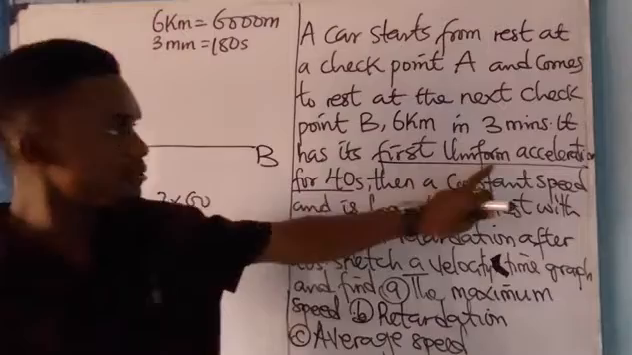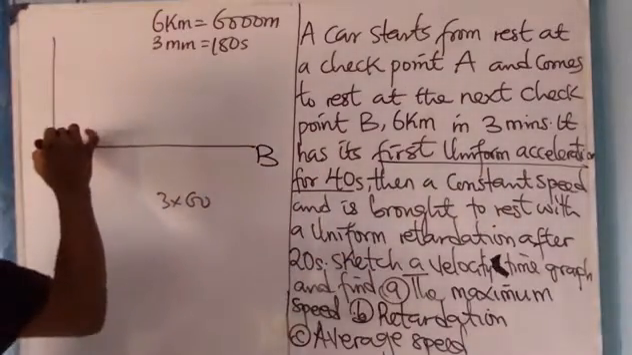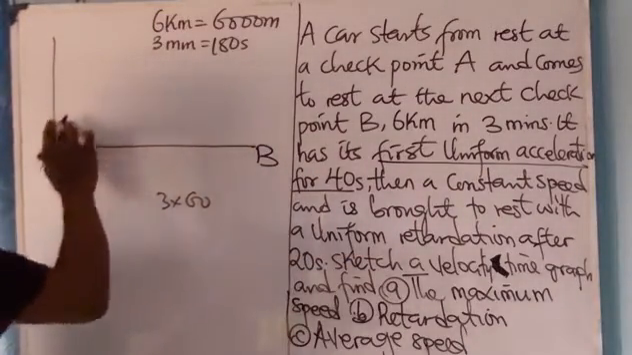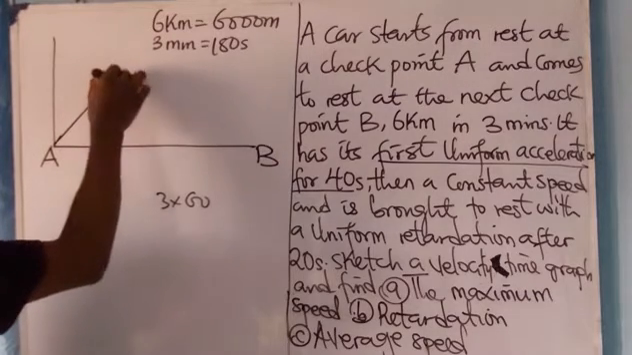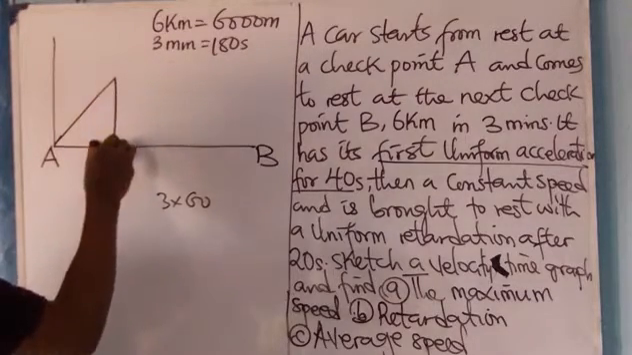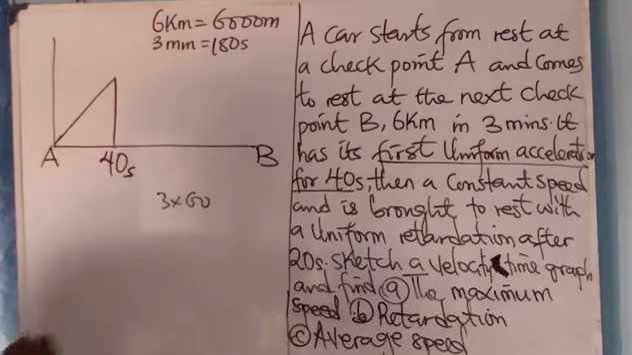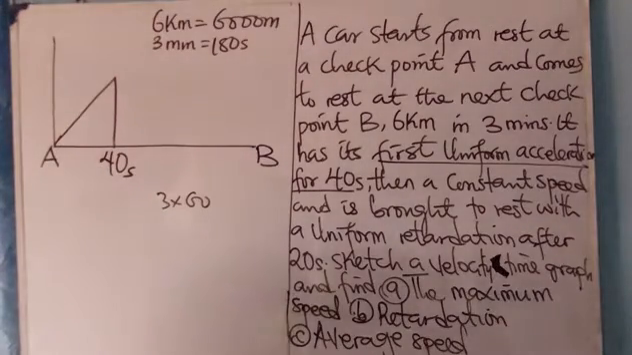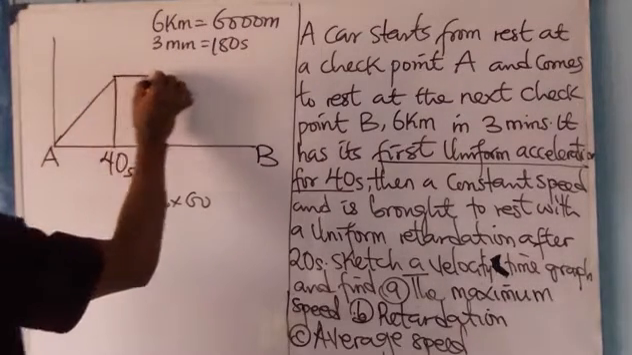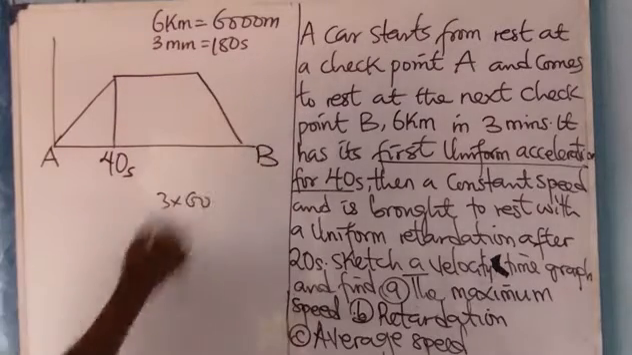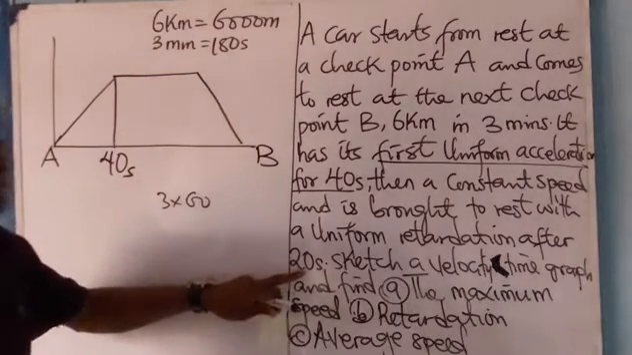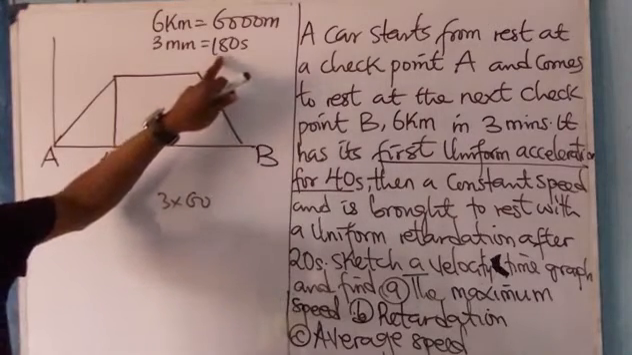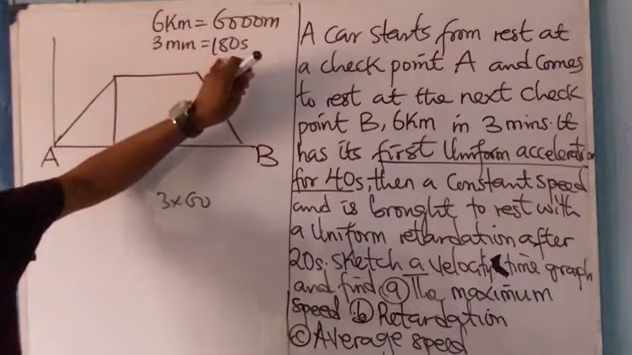It has its first uniform acceleration, which is this, for 40 seconds. Then a constant speed, and it is brought to rest with a uniform retardation after 20 seconds. Now this question is confusing. It has retarded after 20 seconds. Don't forget, it came to rest.